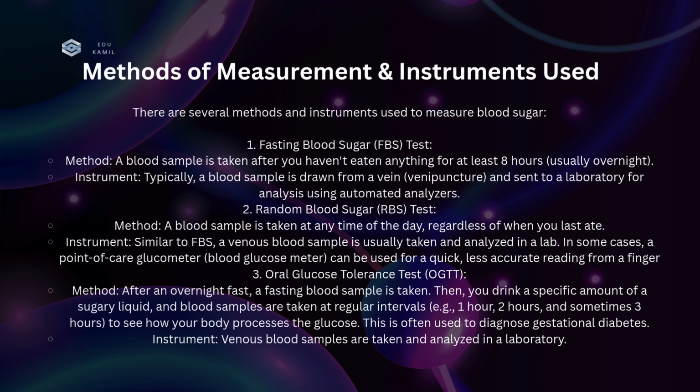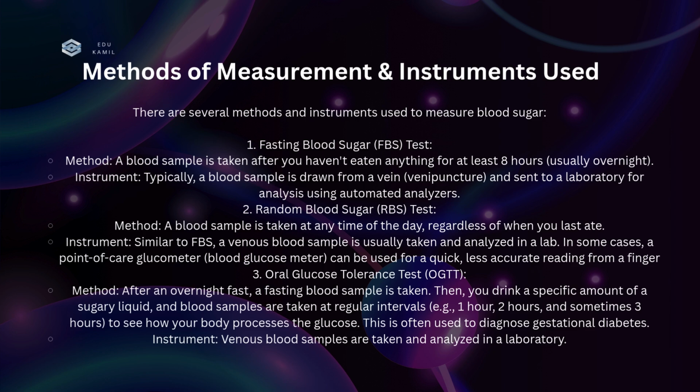1. Fasting blood sugar, FBS, test. Method: A blood sample is taken after you haven't eaten anything for at least 8 hours, usually overnight. Instrument: Typically, a blood sample is drawn from a vein, venipuncture, and sent to a laboratory for analysis using automated analyzers.